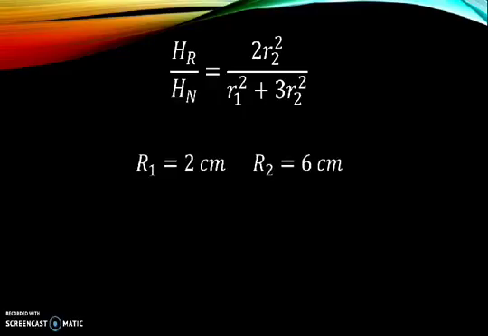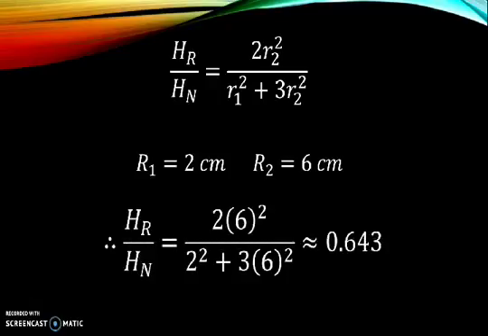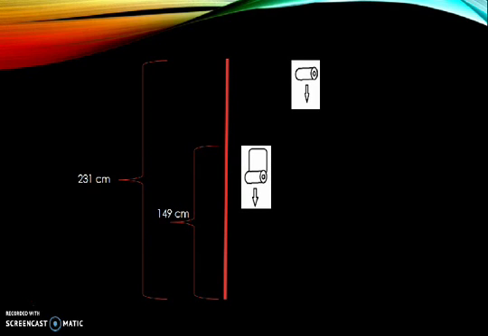Using values I measured of the toilet paper roll, with r1 equal to 2 centimeters and r2 equal to 6 centimeters, this equation yields that the ratio of the height of the rolling object to the height of the normal object should be approximately 0.643, or about 2/3. Now, the height I'll be dropping the normal object from is 231 centimeters, and using that equation with the ratio of 0.643, I need to drop the rolling object from a height of 149 centimeters.